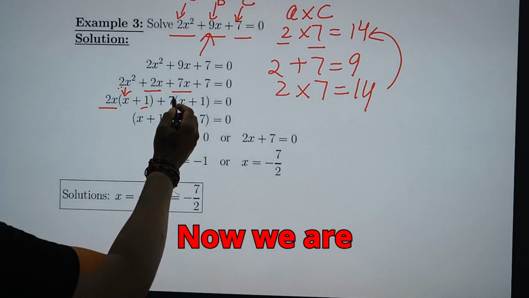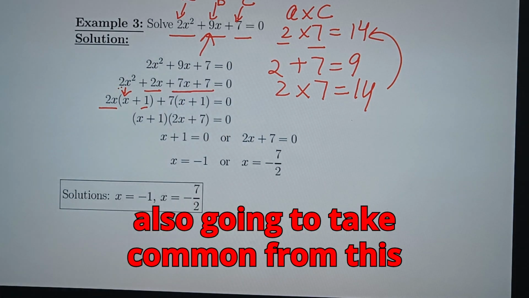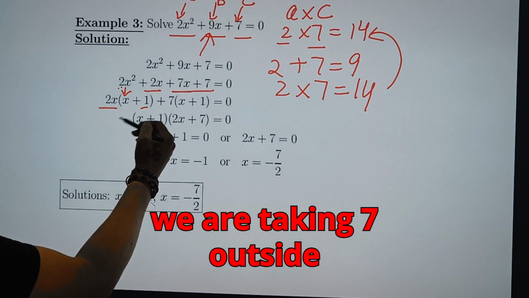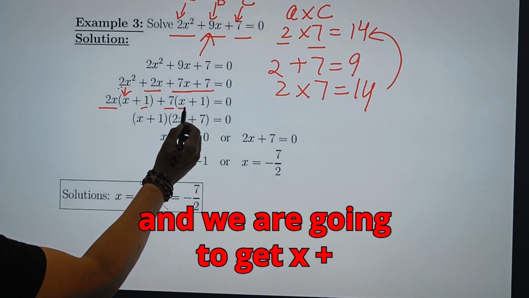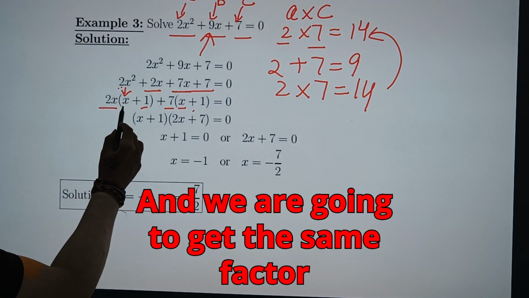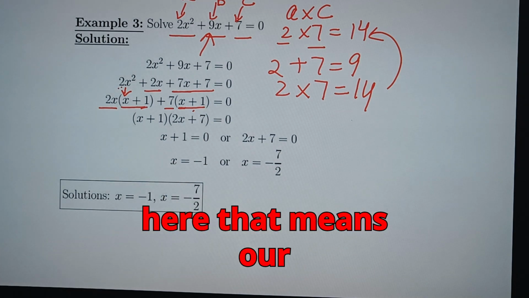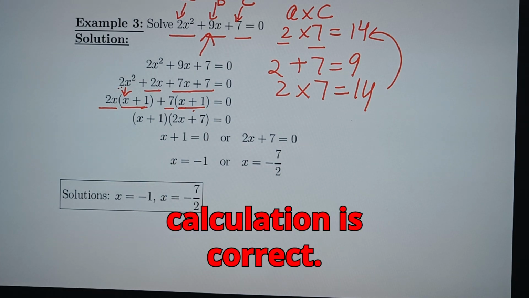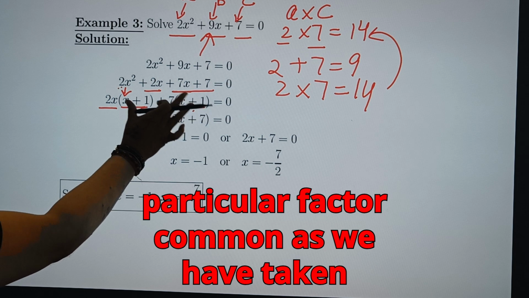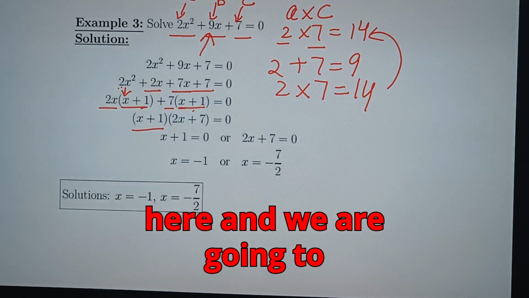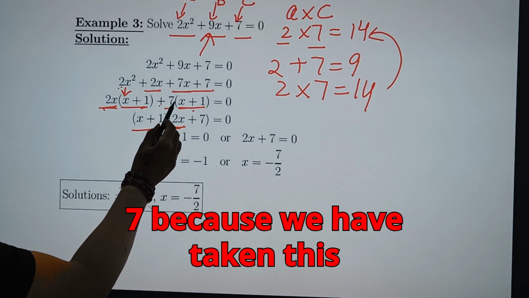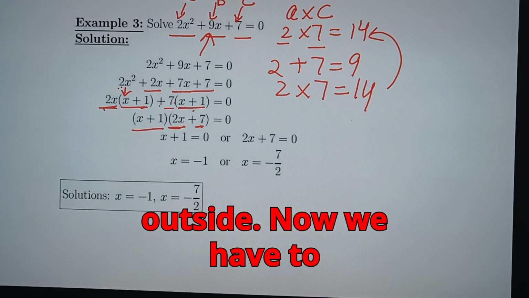Now we are also going to take common from these two particular terms. Here we are taking 7 outside, and we are going to get x plus 1, because we have taken 7 outside. And we are going to get the same factor here, that means our calculation is correct. Now we can take this particular factor common as we have taken here, and we are going to get 2x plus 7, because we have taken this outside.